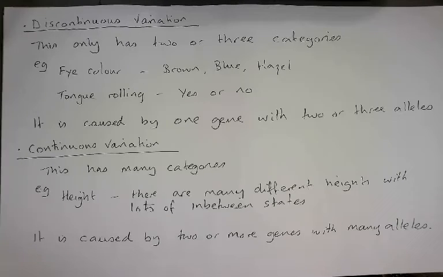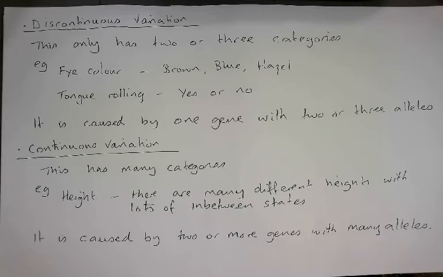The next category is continuous variation. Now, continuous variation has many different categories. Many different, we say, in-between categories. It's not just a yes or no answer, like, yes, I've got tattoos, no, I haven't. An excellent example of continuous variation is height. There's many different heights. There's lots of in-between states.